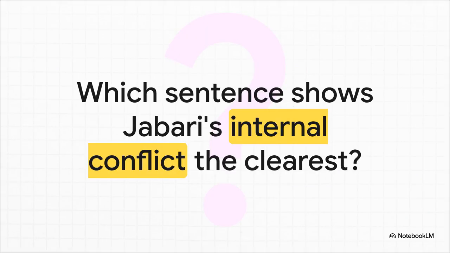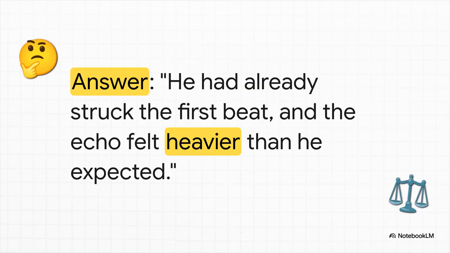Next, the lesson asks students to find the exact moment of internal conflict. Where in this short paragraph is the character's inner struggle the most obvious? And the answer is just brilliant. It's that final sentence. This isn't just about feeling nervous anymore. This is about action and consequence. He did something. He struck the first beat. But the result, that echo, had a weight he just wasn't ready for. That, right there, is the very definition of internal conflict.